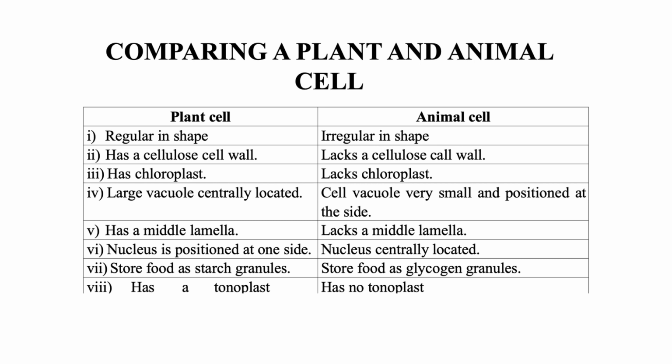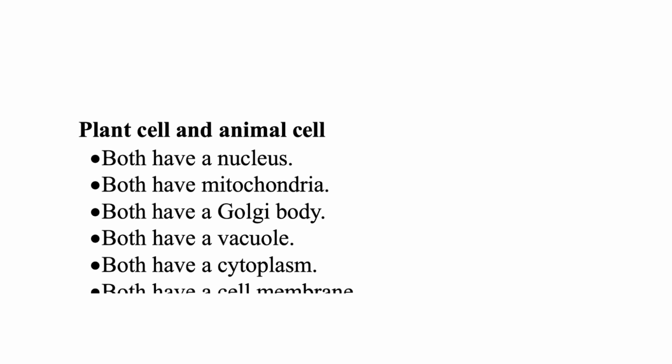We have seen that in a plant cell, we have a tonoplast around the vacuole, but animals don't have that tonoplast. The thin layer of the cytoplasm is present in a plant cell, but in an animal cell, that layer is thick. Okay, what are some of the similarities? Both have a nucleus, they have mitochondria, they have a Golgi body, both have a vacuole, both have a cytoplasm, both have a cell membrane.